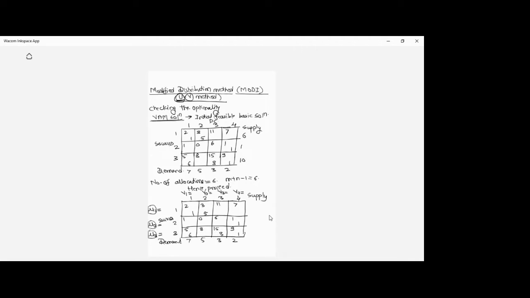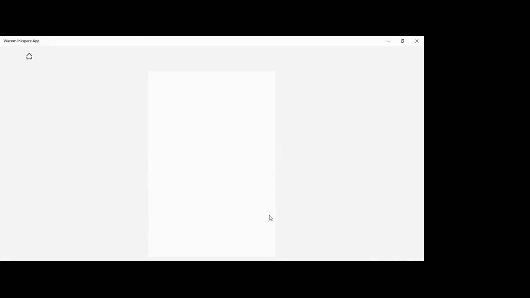Now how do we find out these values, right? We have this formula, so I'm just changing the page. For all allocated cells, ui plus vj is equal to Cij, right? So we are going to use this particular formula and find out these values, right?